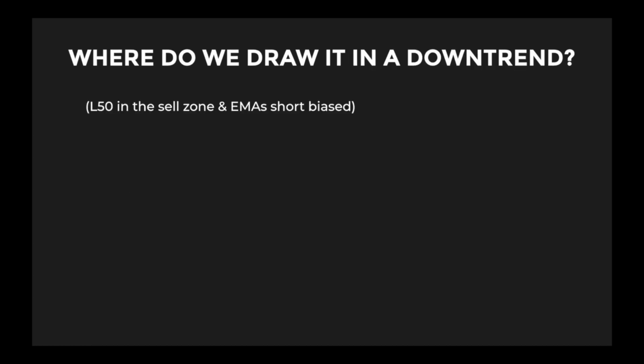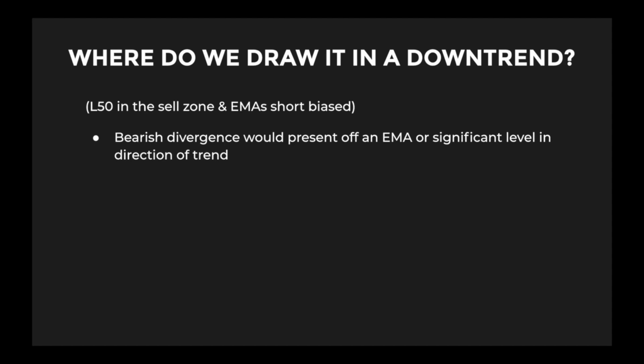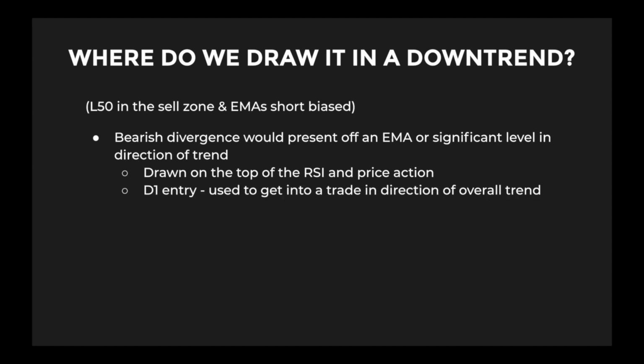Now, how do we draw this? Where do we draw this in a downtrend? L50 in the sell zone, EMAs are short biased. Your bearish divergence is going to present off a significant EMA, in the direction of that overall trend, it's going to come down. This is going to be drawn on the top of the RSI and on top of the price action. This is a D1 entry used to get into the trade in the direction of overall trend.